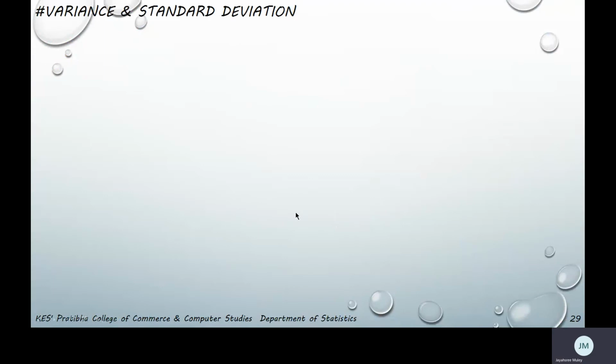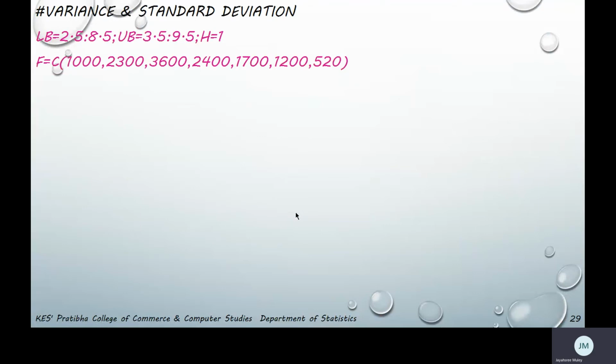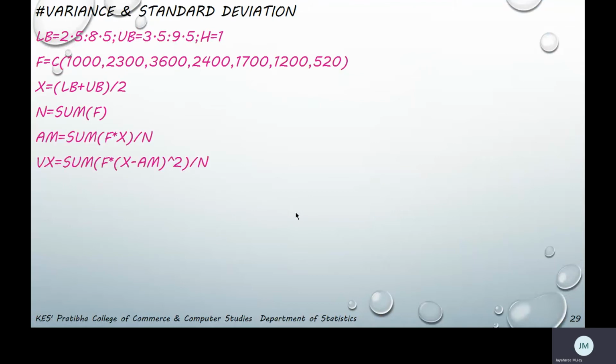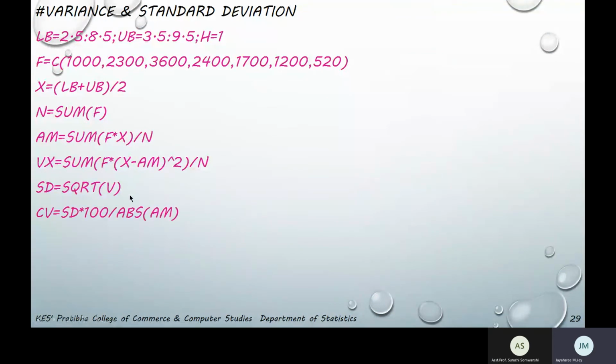After mean deviation, we calculate variance and standard deviation for the given data set. So we enter the lower boundary, upper boundary, class width, then frequencies assigned for the given data set. Mid value we will calculate, then sum of all observations. Arithmetic mean we require for the standard deviation and variance. Variance formula we write as sum of f into x minus mean to the power 2 upon n. For standard deviation, we use the square root of v. So here we use the command sqrt, not to the power 0.5. Sqrt is another command to take the square root of the given observation.